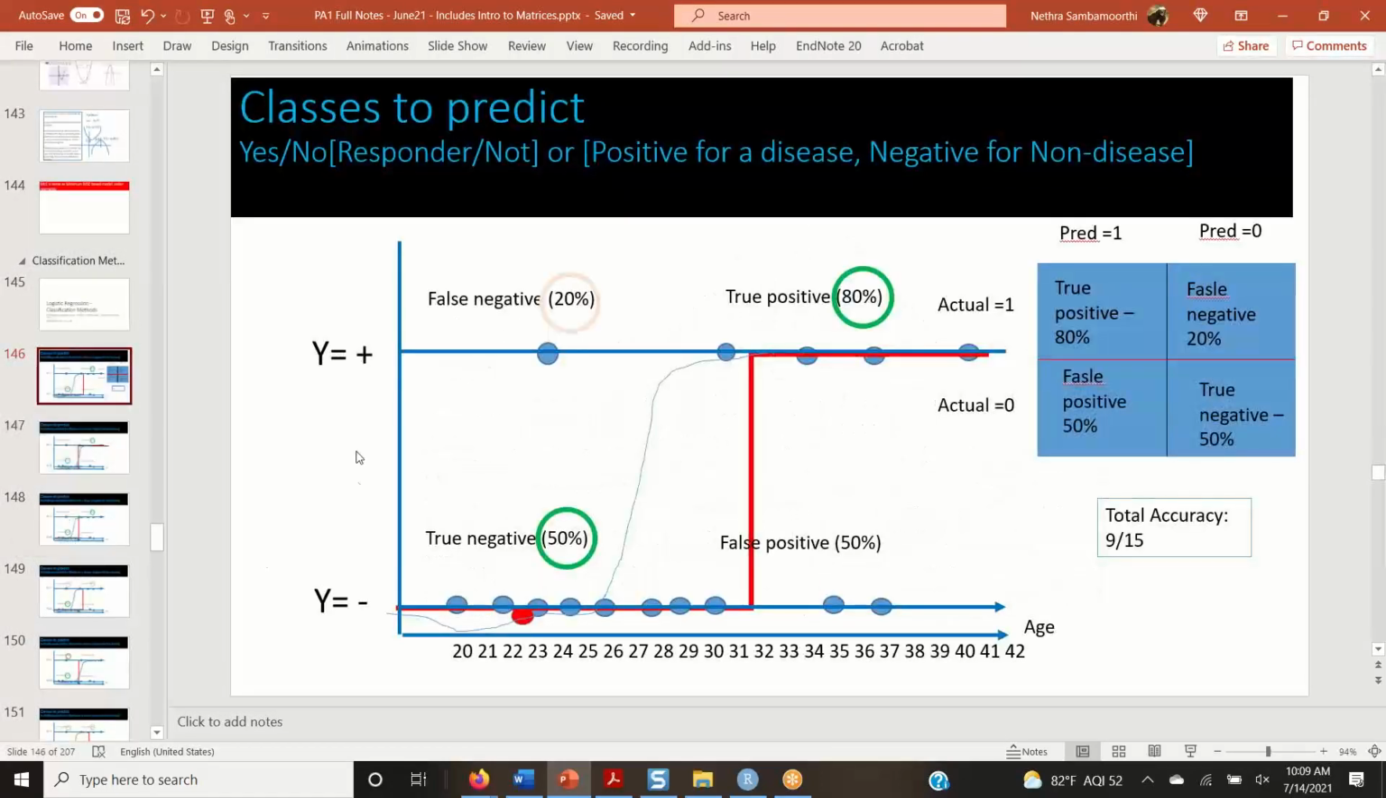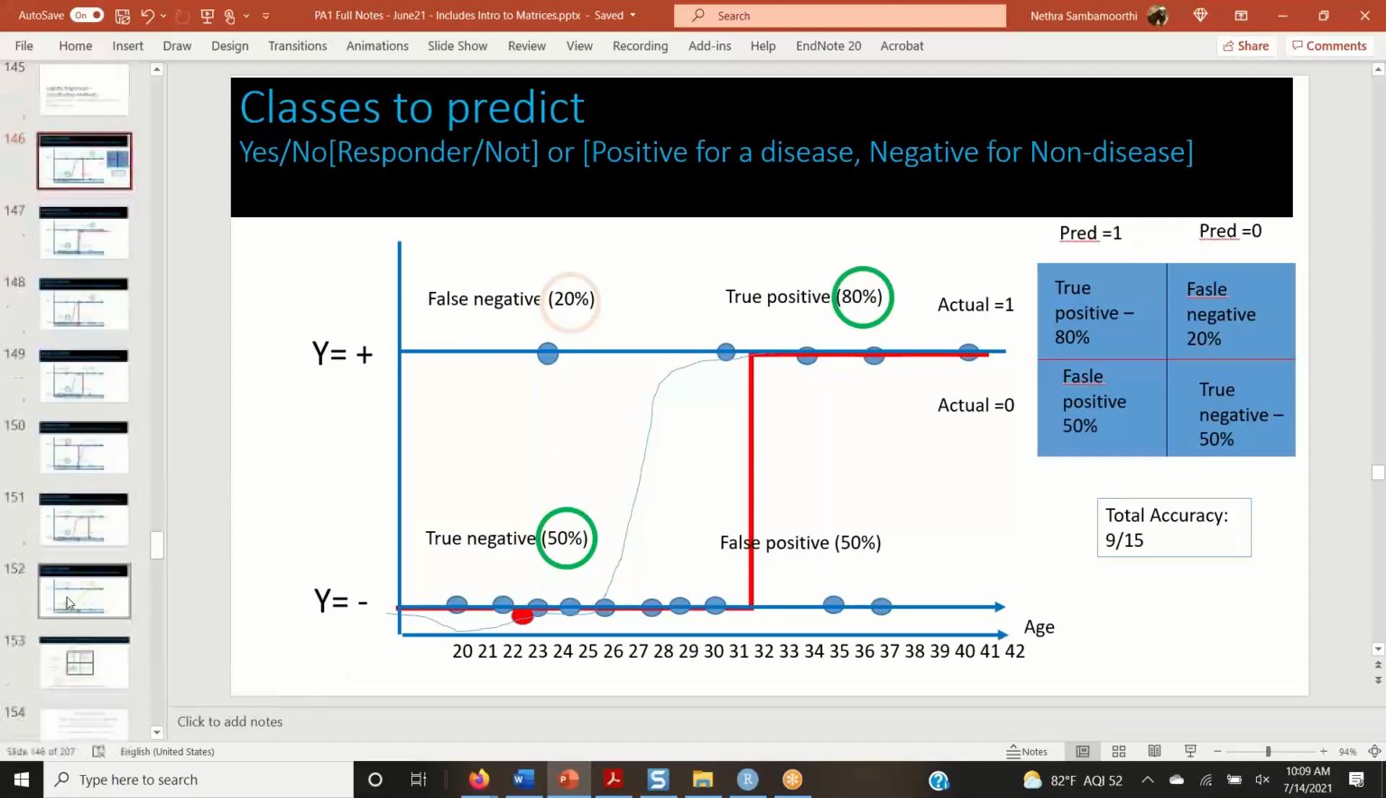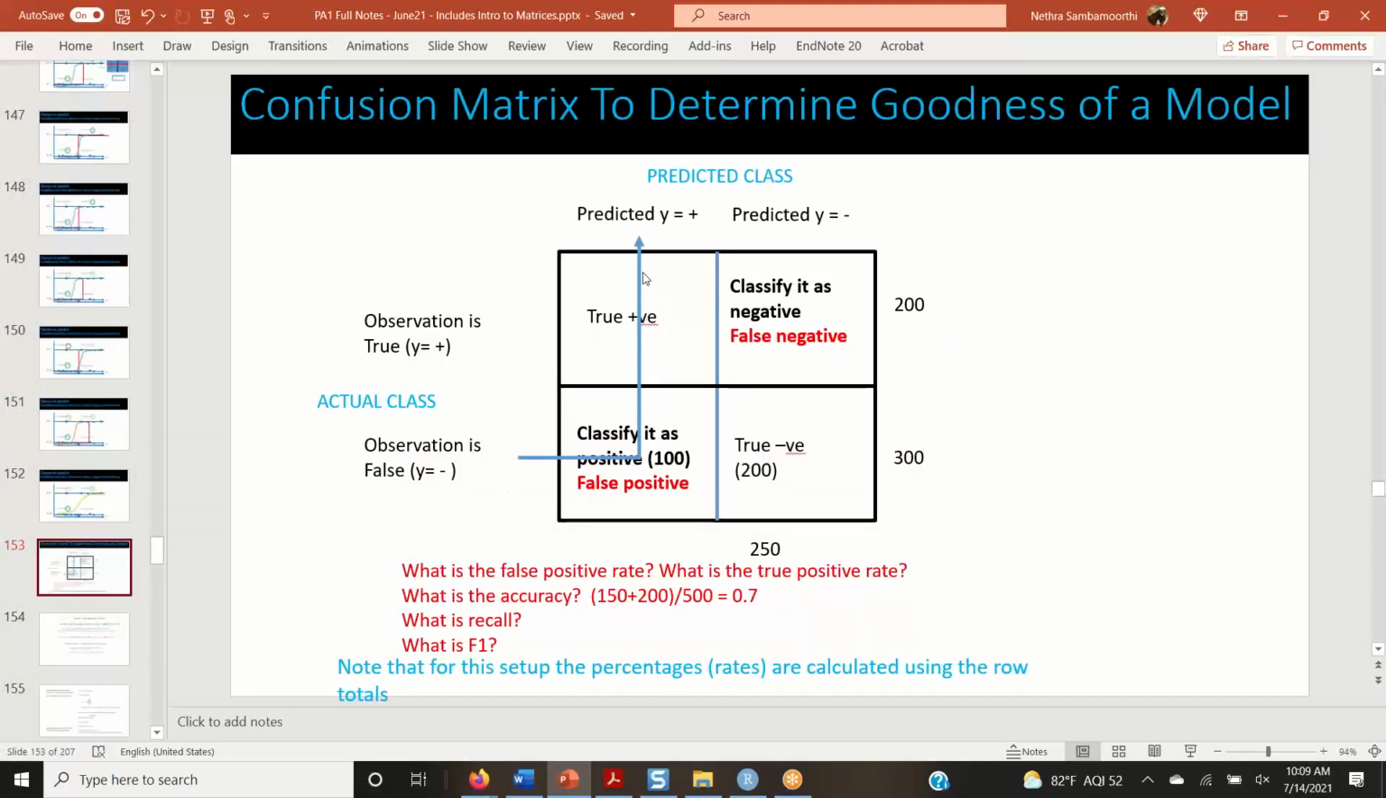The logistic regression review. This is the scatter plot for logistic regression, right? All the points are on the line, the negative case or the positive case. And you know what is meant by false positive, false negative, true positive, true negative, all those things. And I told you, you use the confusion matrix to figure out whether the model is good or not, which will help you calculate different measures like accuracy, recall, F1, and precision also.